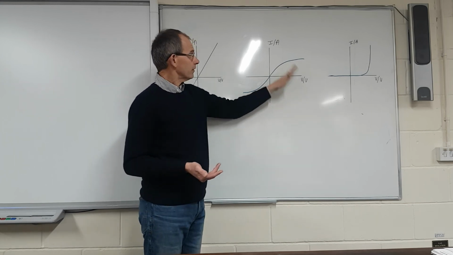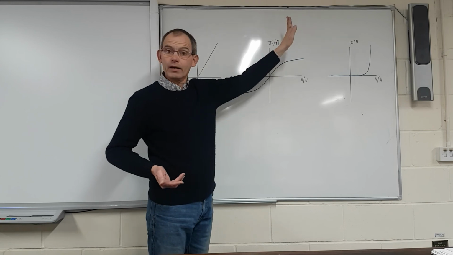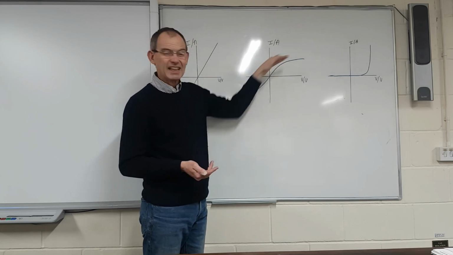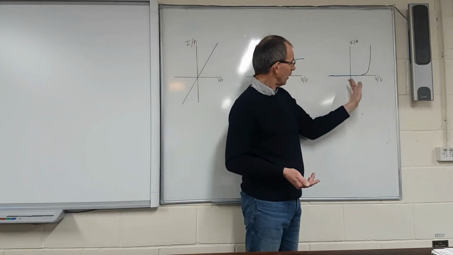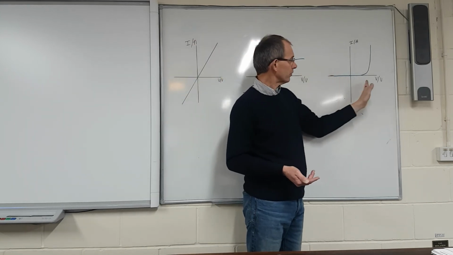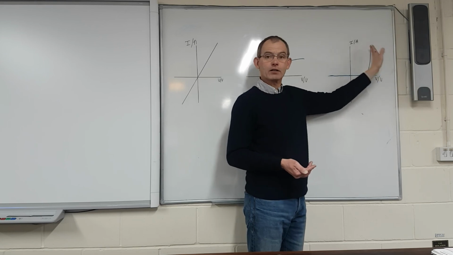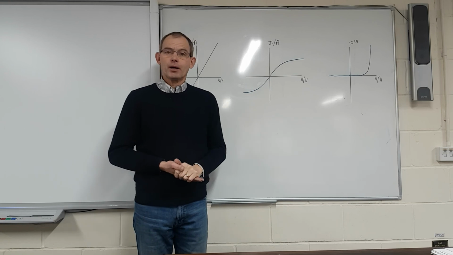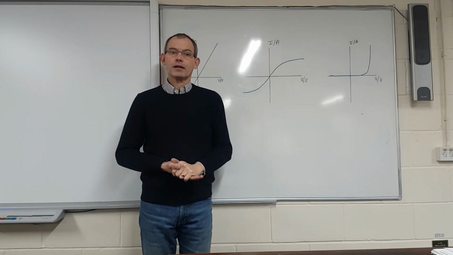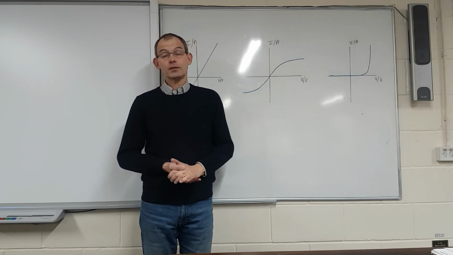Now, when I had the axis the other way around, the graph curved that way, and the gradient was the resistance. It's the inverse of resistance this time. And then our diode, of course, where we've got very, very high resistance and suddenly switches to very low resistance at a certain voltage. So, those are the components you need to know, and I hope you found this video informative and interesting.